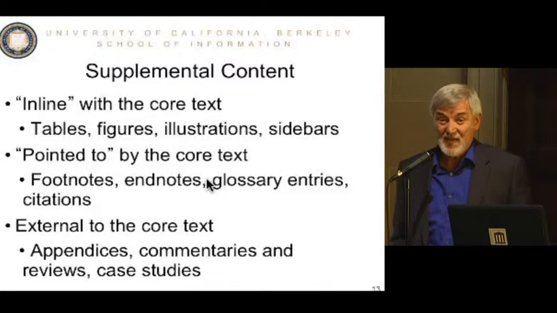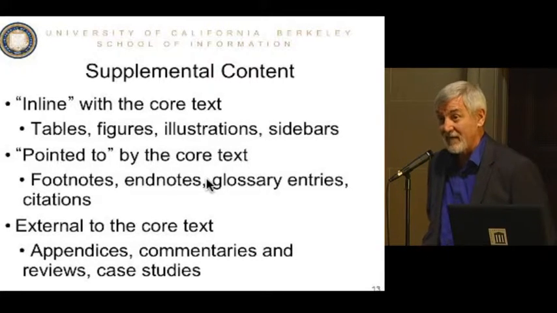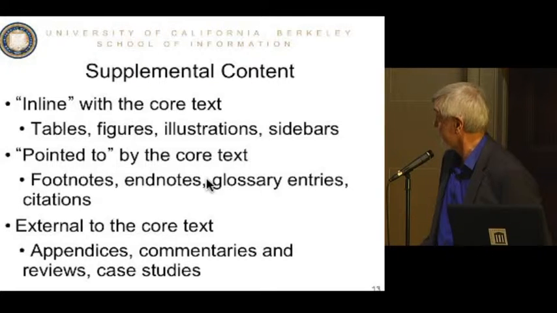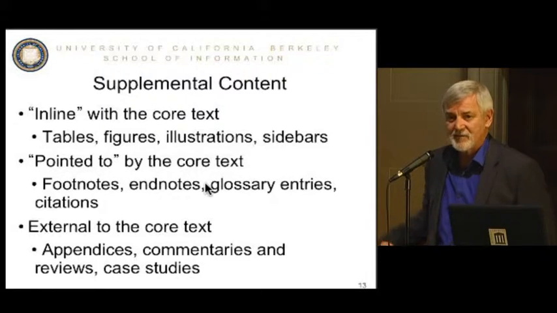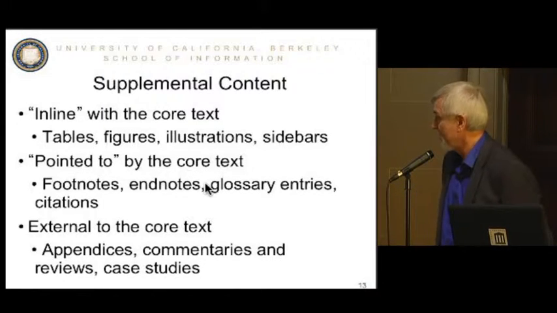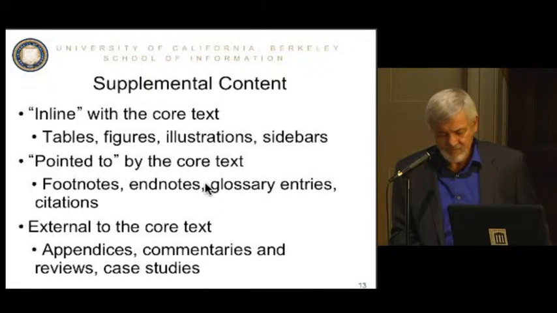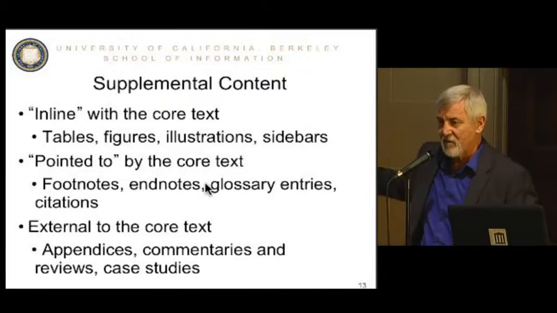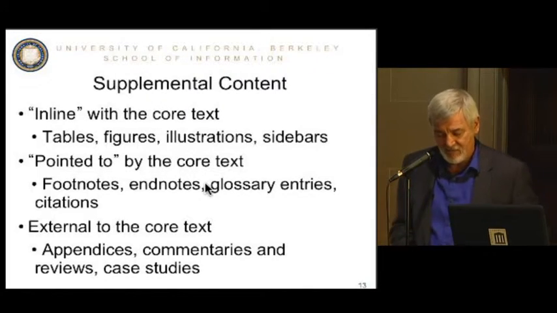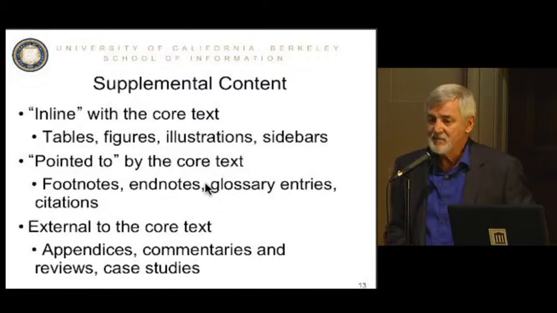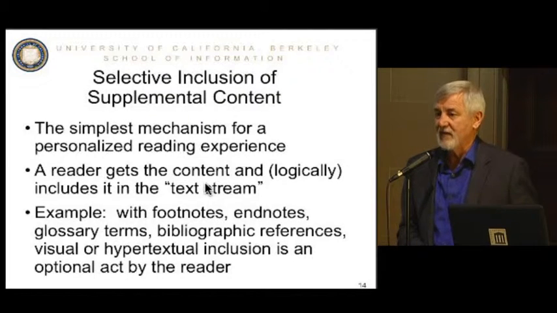Some of it has traditionally been kind of in line, like tables and figures and sidebars, and some of it has been pointed at, like footnotes and endnotes and glossaries and citations. Some of it has been kind of external and wrapped around it, that paratextual stuff, the appendices, the commentaries, the case studies, and so on. It's not that none of this stuff can be core, but I think it tends to enhance the core by adding that stuff in the lower parts of this table. And so the simplest way to handle this breadth versus depth challenge is to selectively include that stuff.